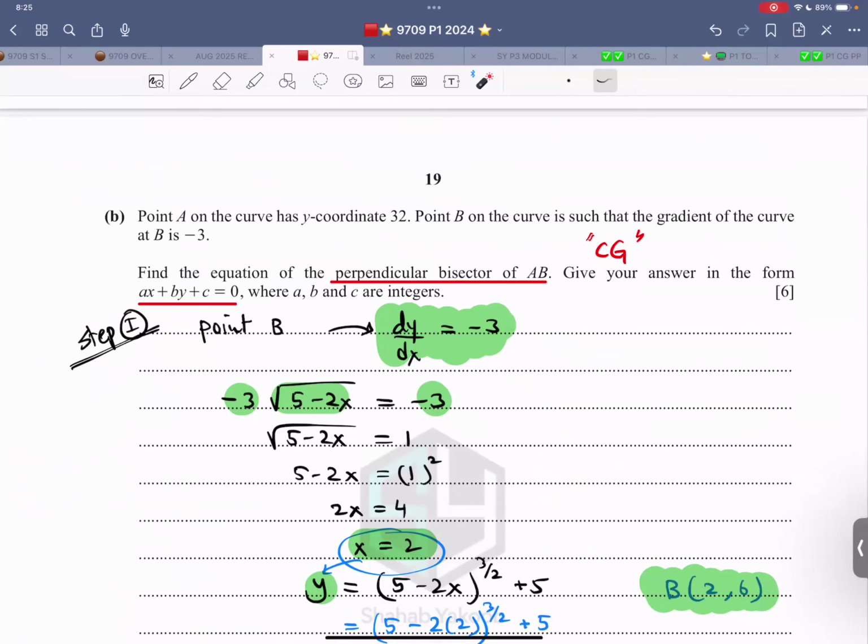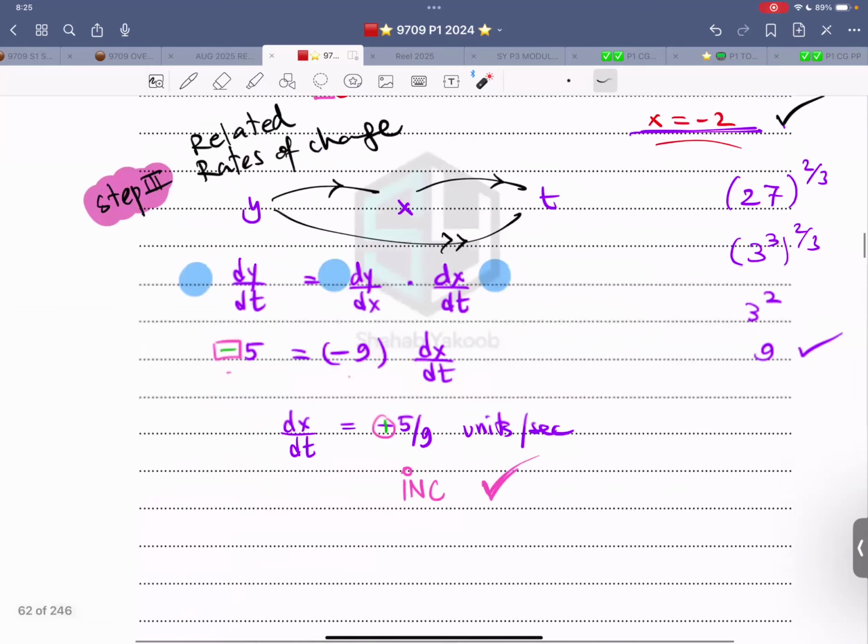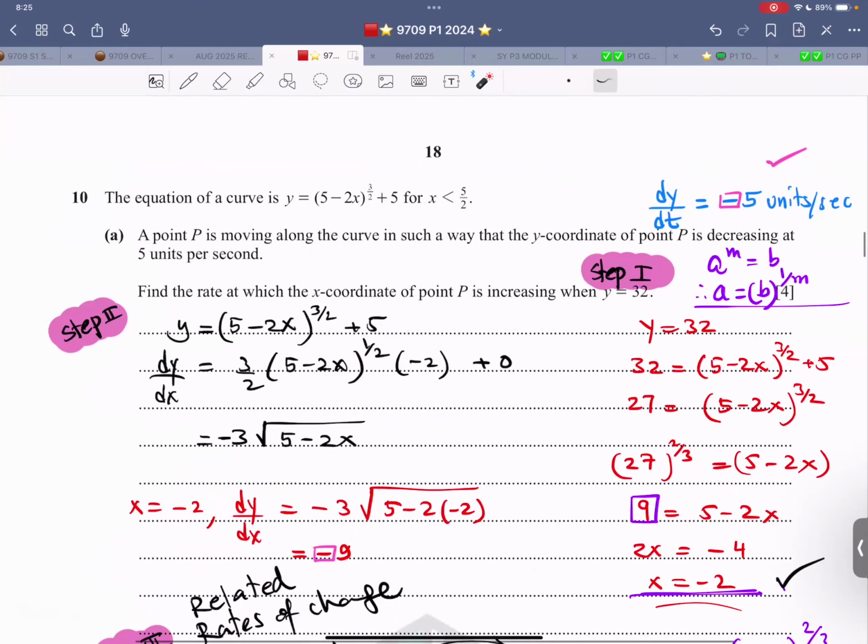Acha ji. I'm just looking at this. Okay. So now it says point A on the curve has y coordinate 32. Isn't that the same thing as this? Yeah, this is the same one. That means the x coordinate will be minus 2.